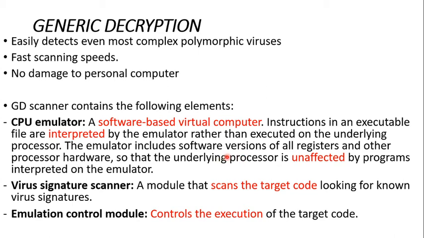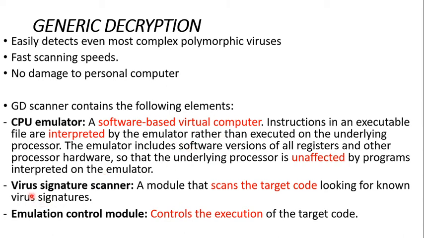by the processor. So at the beginning, the CPU emulator, as one element of the GD scanner, first scans each and every instruction present in the executable file. That is what interpretation means. Once the interpretation is done, if the CPU emulator indicates that the file is not affected, only then will that file be executed. If not, the file will not be executed.